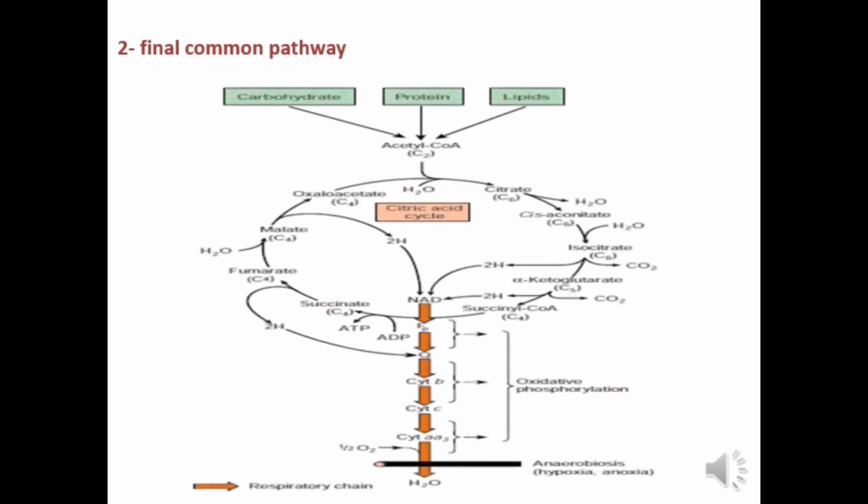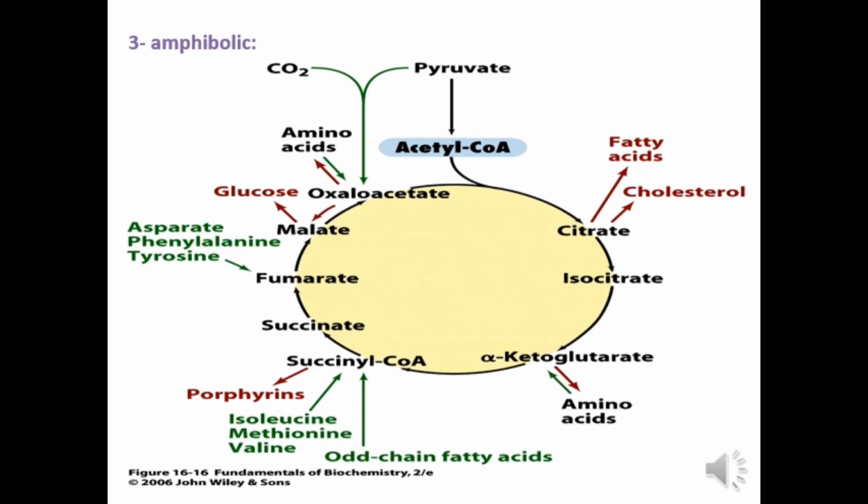Number 2, it is the final common pathway for oxidation of carbohydrate, lipid, and protein, because monosaccharides like glucose, fatty acids and amino acids are metabolized into acetyl-CoA, which enters Krebs cycle for complete oxidation into carbon dioxide and water. Number 3, it is an amphibolic pathway. It occurs at the crossroad of metabolism, linking anabolic and catabolic pathways. Some pathways originate from Krebs cycle and some pathways end at the Krebs cycle.